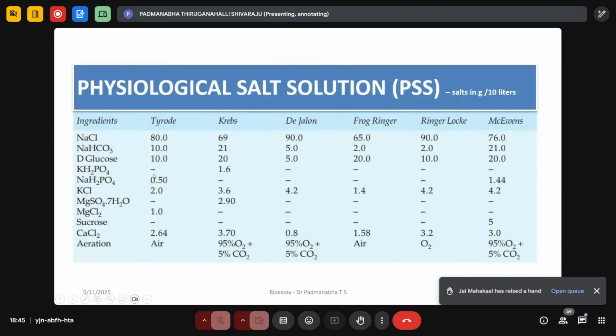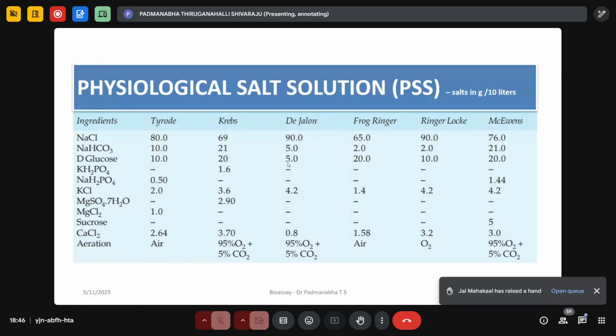Then next we have a physiological salt solution. Please make sure that each of these fresh solutions has to be prepared, and if there is any minute difference with respect to weight when we are calculating and adding in the preparation of the physiological salt solution, it makes a big difference, and you're going to see variability in the response.